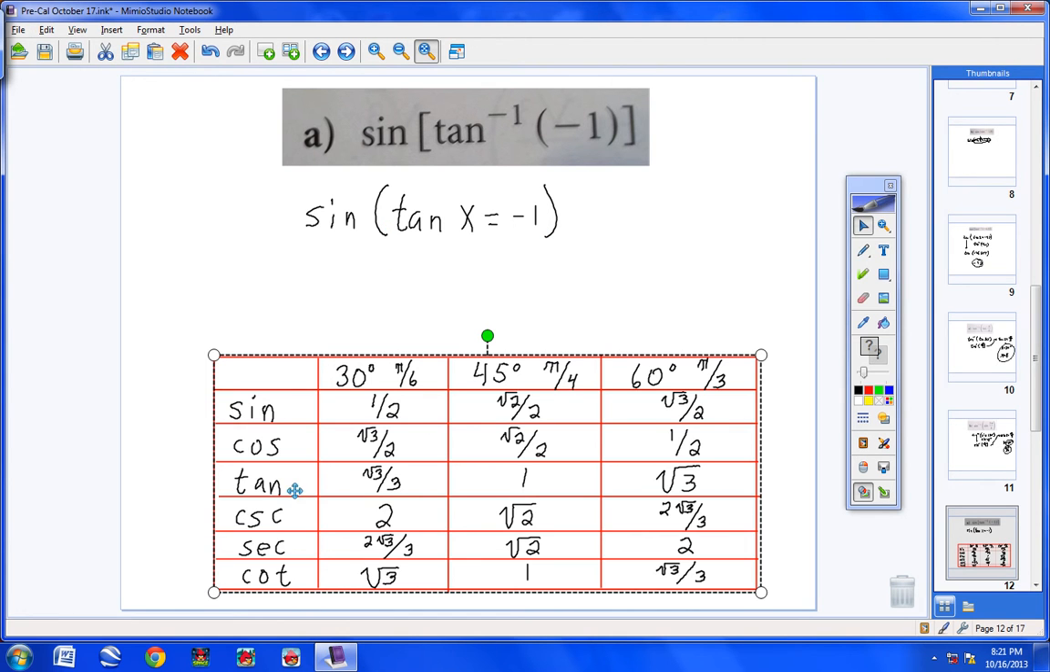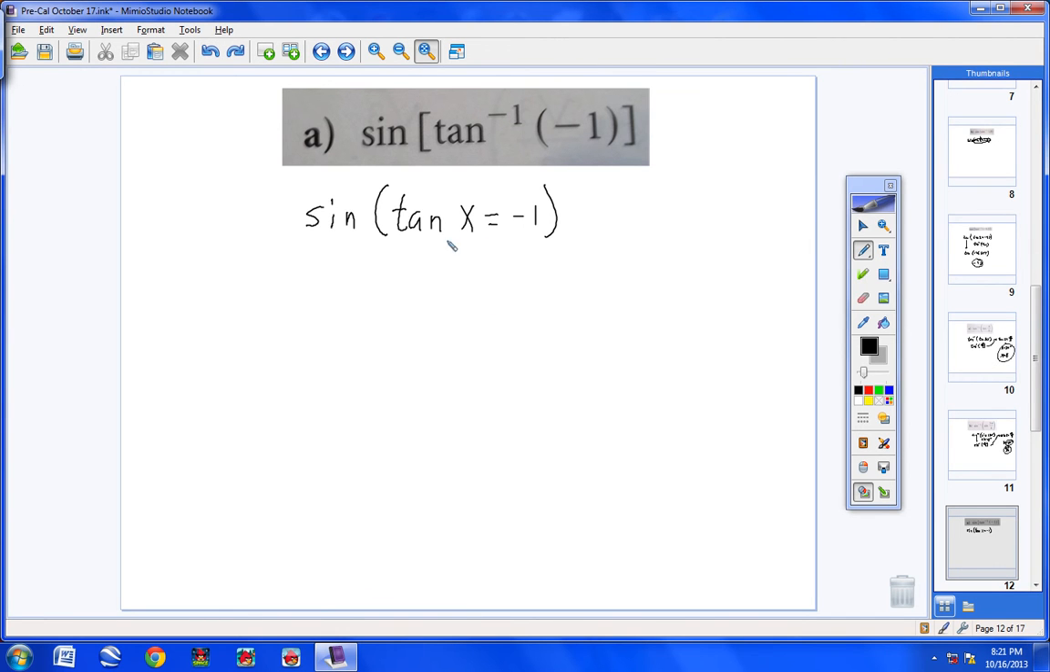Does tangent ever give me negative? Here it is, right here. All right, look at this. Tangent of 45 degrees is 1. Now, I know I want a -1. We'll talk about that in a second. But first of all, do you see? Tangent of 45 gives me 1. So we're getting there. We're pretty close. So what angle would give me -1?